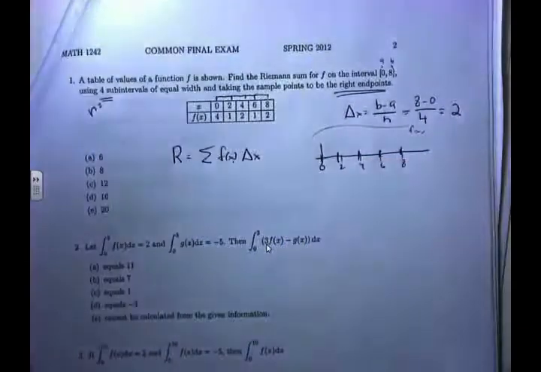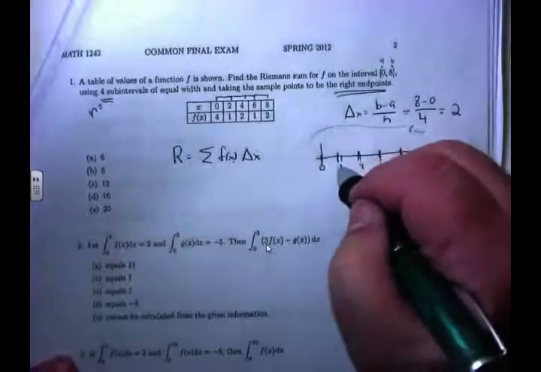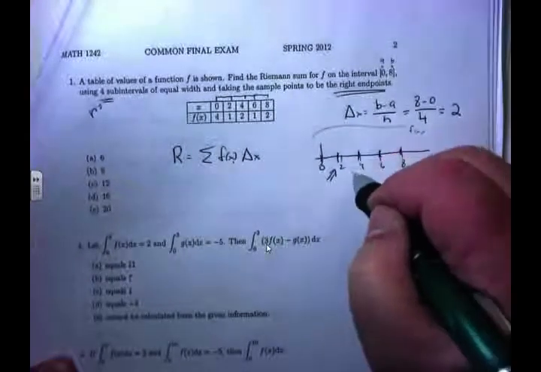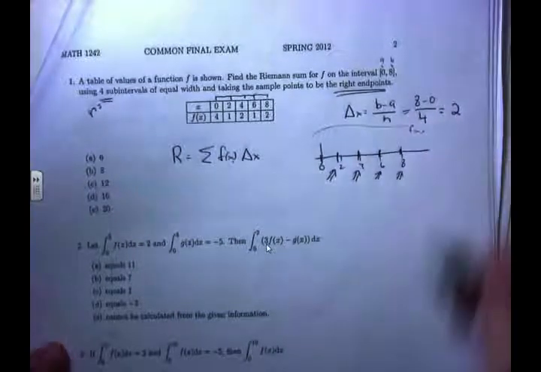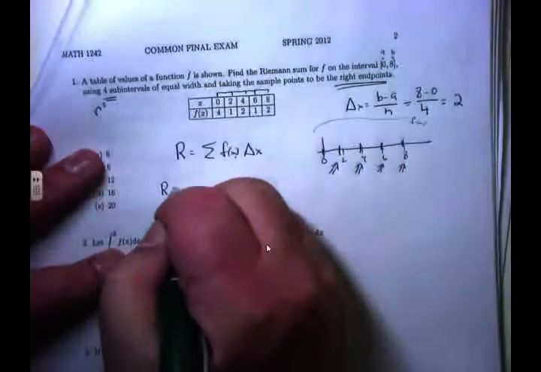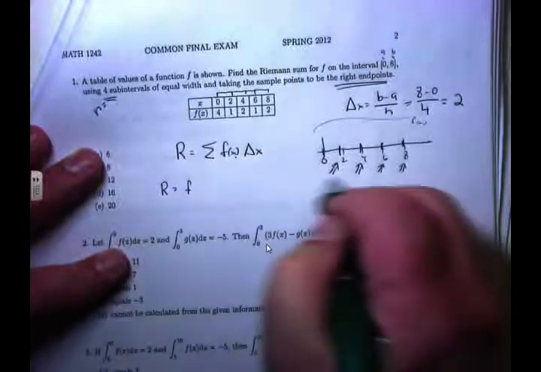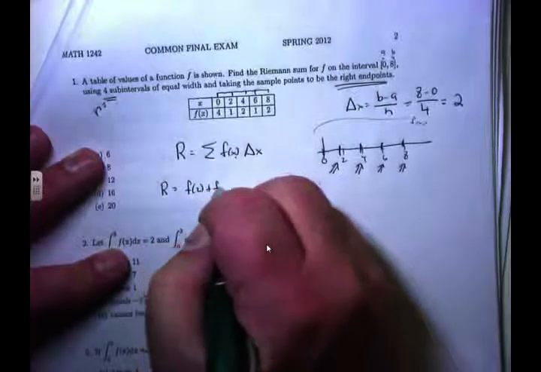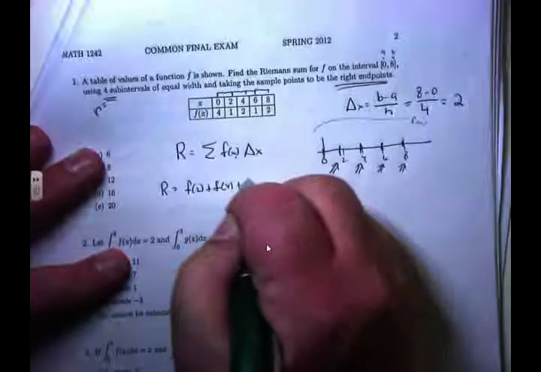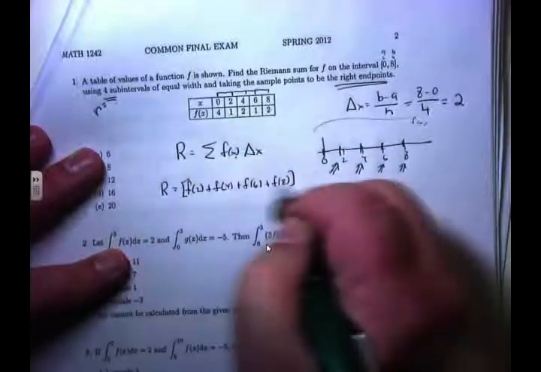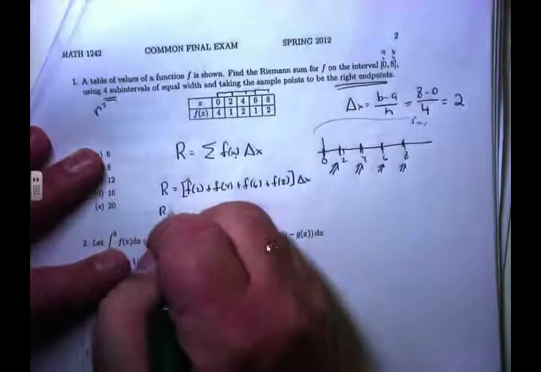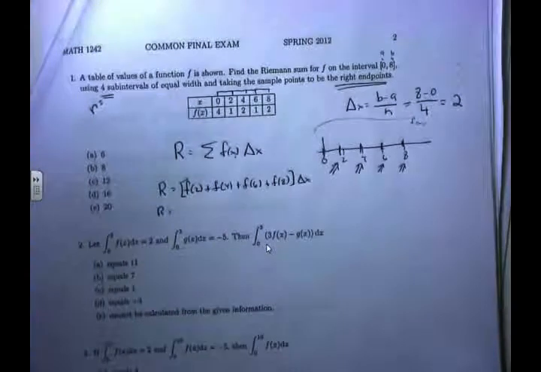So for each interval, I get to use the right endpoint. I'm going to use the point on the right. In the first interval, the point on the right is 2. The second interval, the point on the right is 4. The third interval, the point on the right is 6. The fourth interval, the point on the right is 8. So the formula for the right Riemann sum will be f of 2 plus f of 4 plus f of 6 plus f of 8, all times that delta x. In Riemann sums, I sum up my function values times that delta x that I factored out.